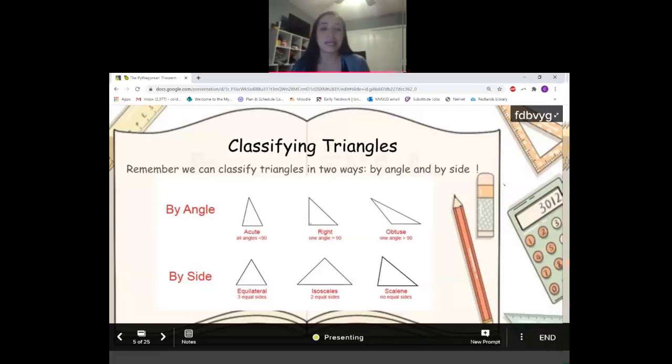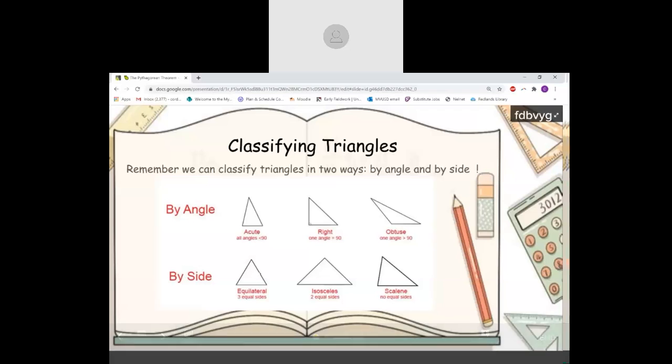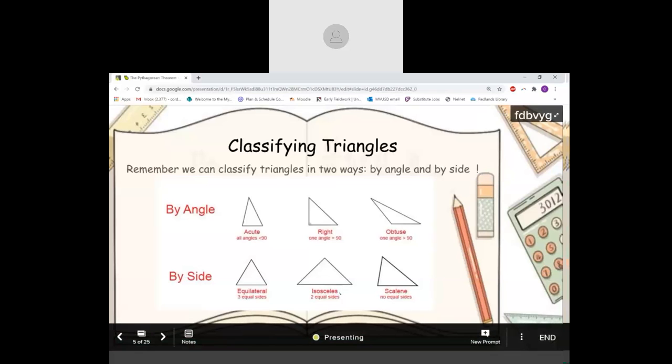All right, and by side, we have an equilateral triangle where all sides are equal. So this side's equal, this side's equal, this side's equal. Notice that we don't have any numbers because we can totally gauge from it how each side is the same. And isosceles has 2 sides that are equal. So this side is equal to this side. This side's a little bit longer. And a scalene has none that are equal. So it's a wonky little triangle.